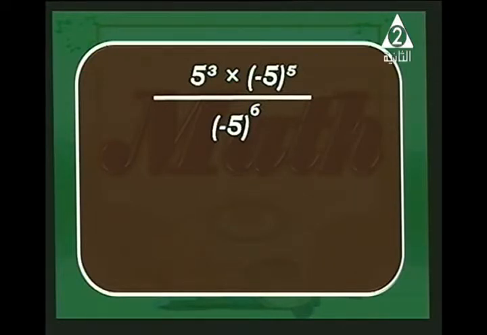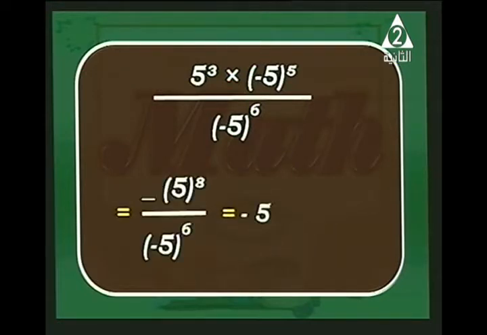Then -5 to the power of 5, the power is odd, so the result will be negative. -5 to the power of 6, the power is even, so it will be positive. Then you are going to notice that the result will be -5 to the power of 8 over -5 to the power of 6. The power of 6 is an even number, so it is positive. Then the result will be -5 to the power of 8 minus 6, which is -5 to the power of 2, which gives a result of -25.